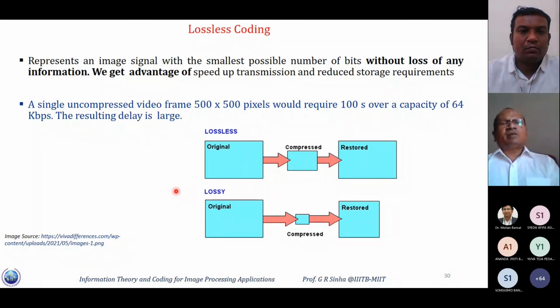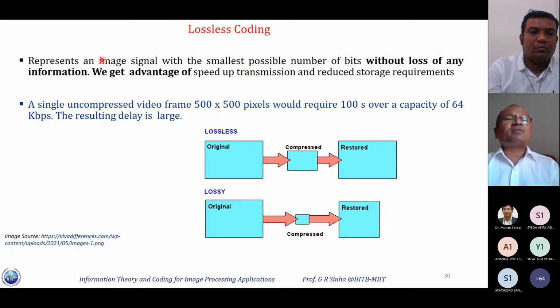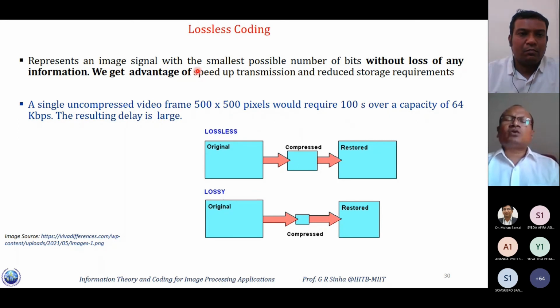Now, there may be lossless coding, there may be lossy coding. So what is lossless coding? When you encode, when you use a certain number of bits to represent the data without loss of any information, what advantages do we get? Speed up. As I told you, there is an advantage of reducing the time and of course the reduced storage requirement.